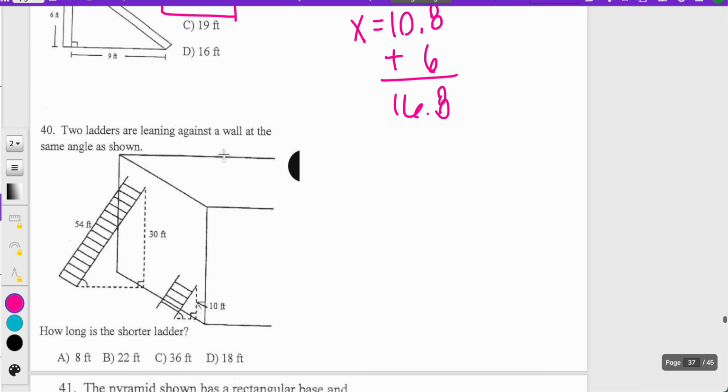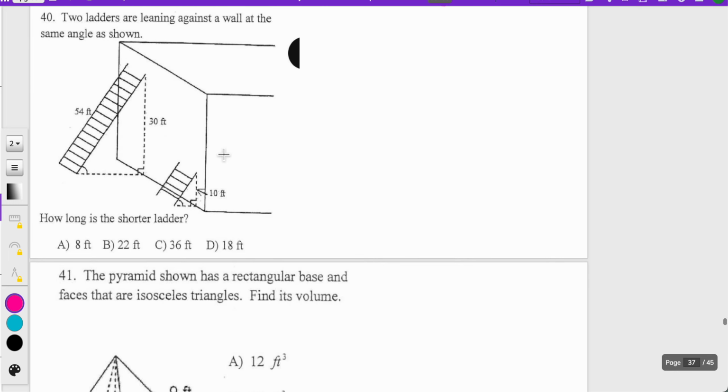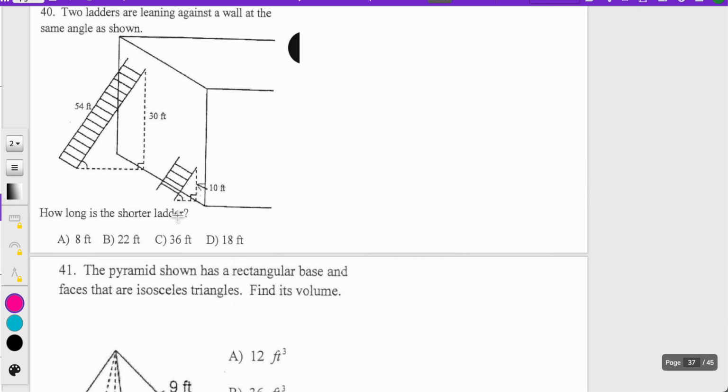Two ladders are leaning against a wall at the same angle shown. How long is the shorter ladder? What we can do here is maybe set up a proportion. I know 54 and 30 can go together. And then I want to know the length of the shorter one, so x over 10. Cross multiply and divide here. I'm going to end up with 18 feet.